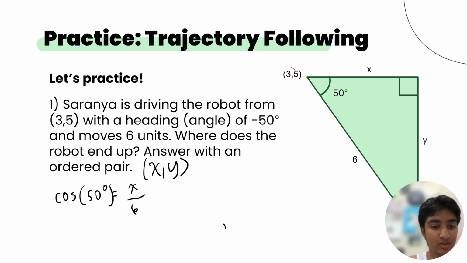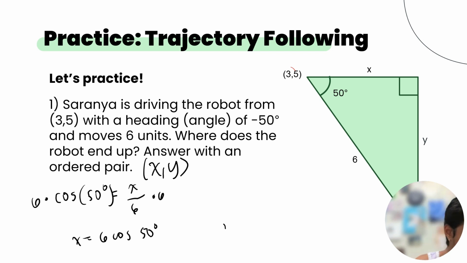So you just simplify this out. Isolate x. You multiply both sides by 6, and you get x equals 6 cosine 50 degrees. Let me plug that into my calculator and see what we get. 6 cosine 50 equals 3.857. I'm rounding that, by the way. So that's our x value. And now let's look at the y value.